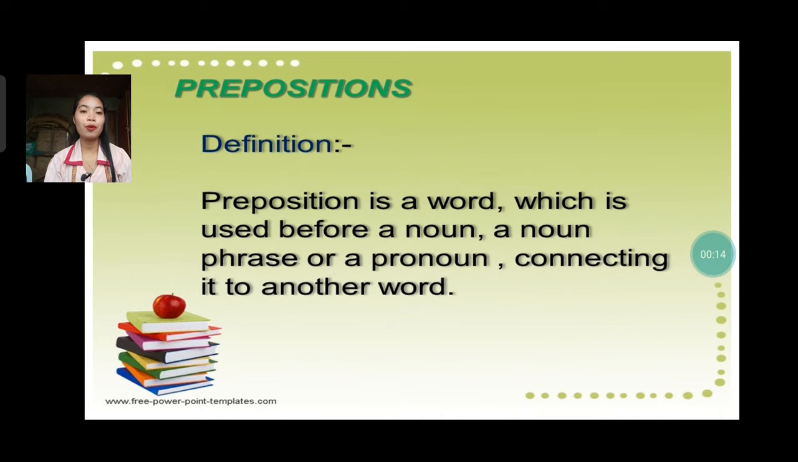So, what are prepositions? The definition is: a preposition is a word which is used before a noun phrase or a pronoun, connecting it to another word. Prepositions function within phrases to modify main verbs, nouns, or adjectives. They also express spatial and temporal relationships between parts of a sentence.